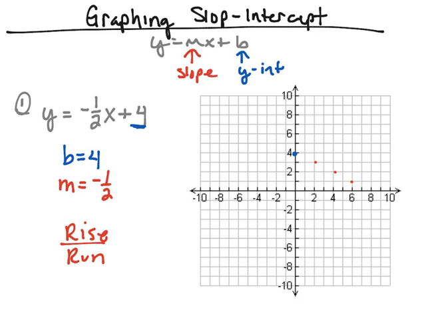Down 1, 2 to the right. Down 1, 2 to the right. Notice all my dots are lining up in a nice straight line.